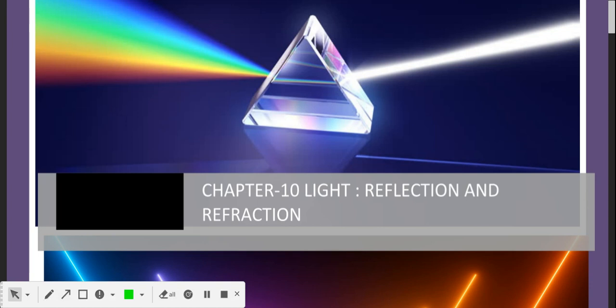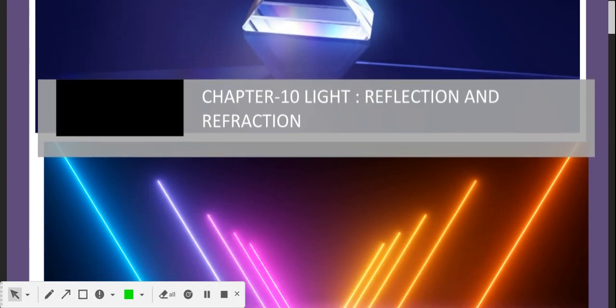So, this is chapter number 10 of our NCERT books in class 10, and this is a very important chapter. We have to go step by step in case of concepts, and it should be very clear. So, let's start with our chapter.